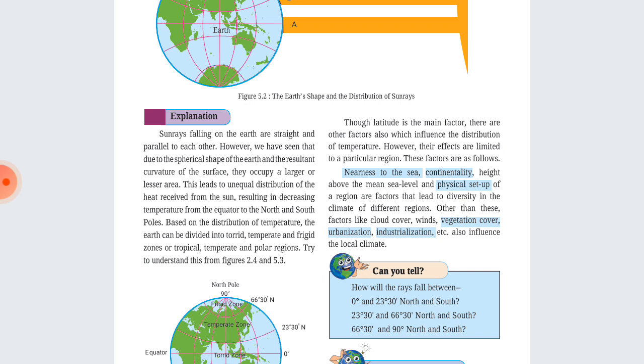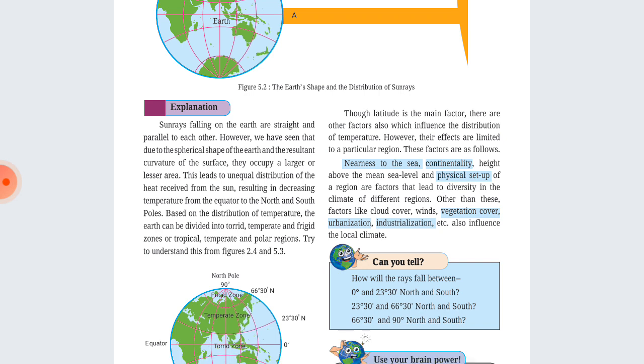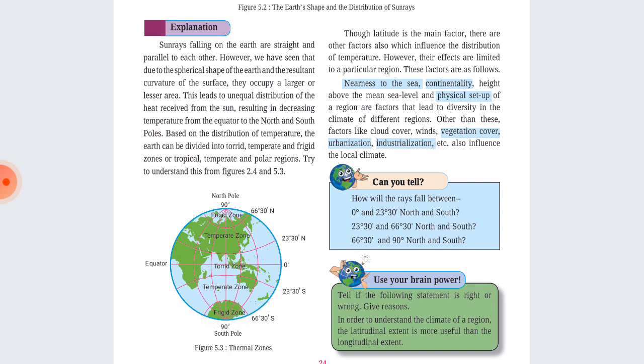This leads to unequal distribution of the heat received from the sun, resulting in decreasing temperature from the equator to the north and south pole. Based on the distribution of temperature, the earth can be divided into torrid, temperate, and frigid zones, or tropical, temperate, and polar regions. Try to understand this from figure 2.4 and 5.3.